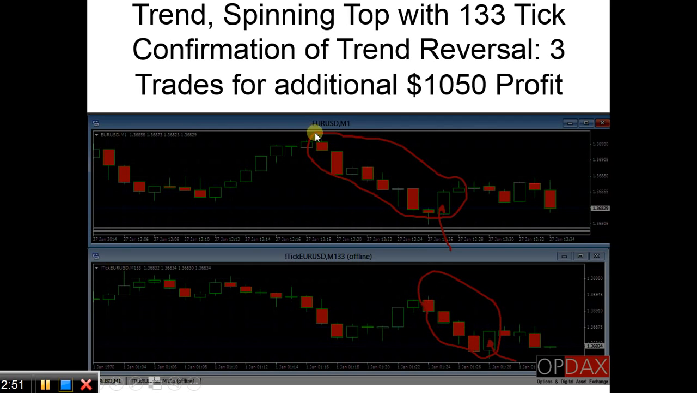You see the downward trend confirming the downward trend here, and then all of a sudden you have this candle developing here in the opposite direction. This candle started forming prior to this candle, and you saw the price change. And what I wanted to show you here is that what the tick chart helps you do is it confirms trend reversals. And what we did here is we made 3 additional trades and another profit of $1,050.